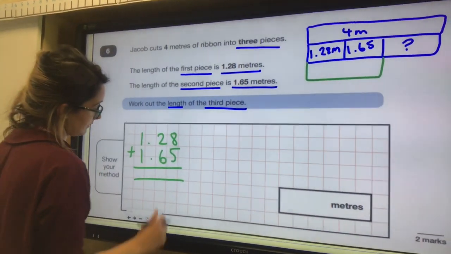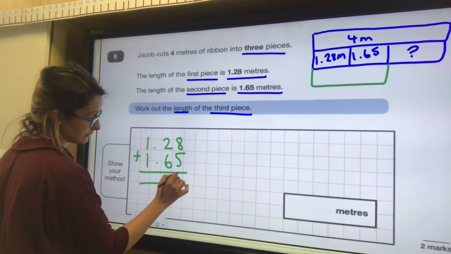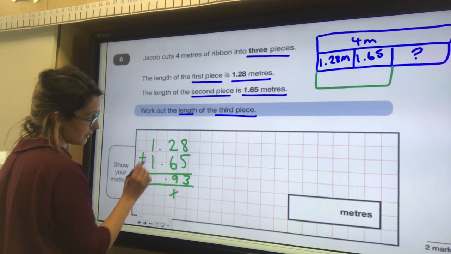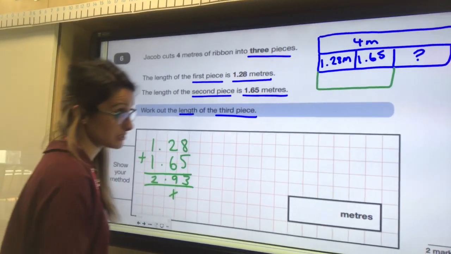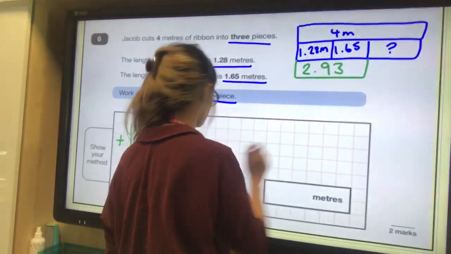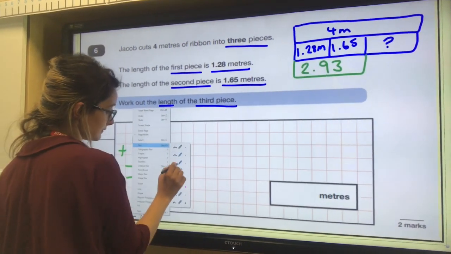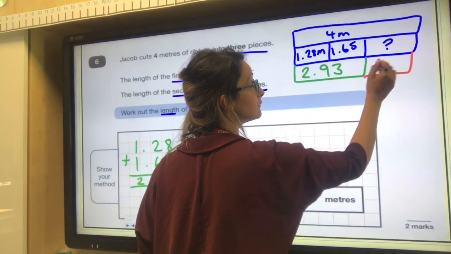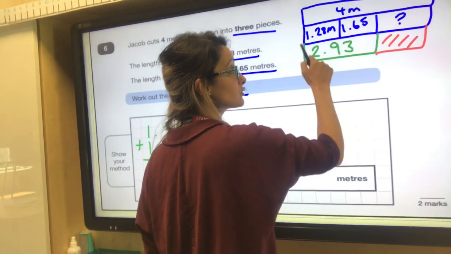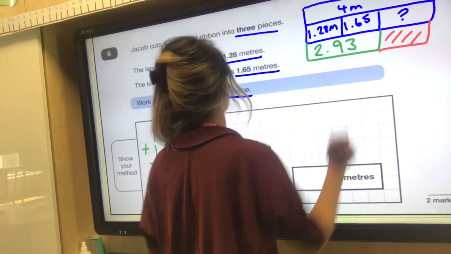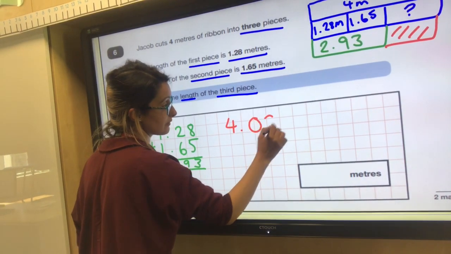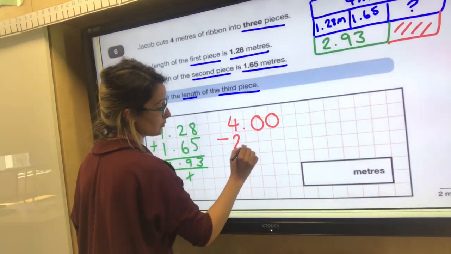Okay, so 8 plus 5 gives me 13, carry the 1. 6 plus 2 gives me 8, plus the 1 gives me 9. 1 plus 1 gives me 2. So what I found out here is these two parts added together give me a total of 2.93. So therefore, to get this part, I need to look at the original number, which was 4 meters, and subtract 2.93 from 4, which is going to give me this amount. So it's the second part of my problem. I know that 4 is equivalent to 4.00 minus 2.93.